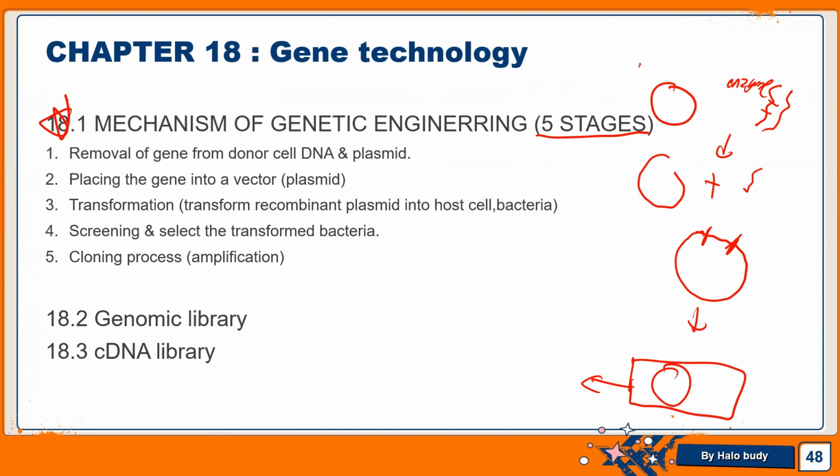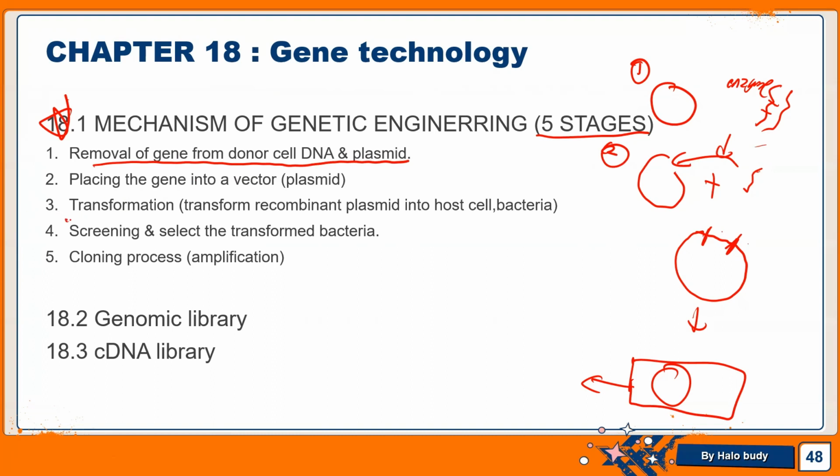The first stage is the removal of the gene from the donor cell DNA to the plasmid. How are the genes removed from the cell DNA and the plasmid? Okay, then the second one is placing the gene into a vector. You have to place the gene into a vector. How? Then the third one is that the gene goes into the vector and forms a recombinant plasmid.